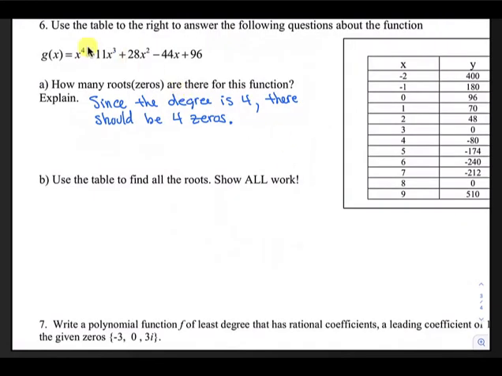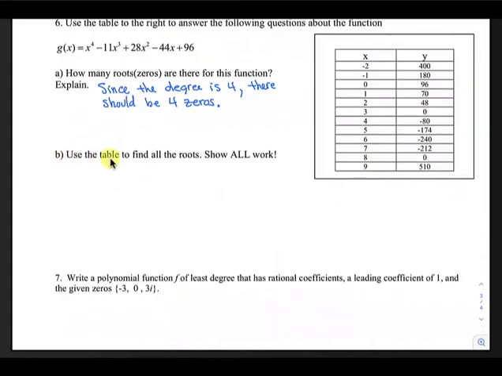All right, and question 6. Use the table to the right to answer the following questions about the function. Part A says, how many roots or zeros are there for this function? Well, in the table we can see 2 of them. We have the 3, 0 and the 8, 0. So we know there's 2 roots there. But because the x is raised to the 4th power, the degree is 4, and therefore we should be expecting 4 zeros.